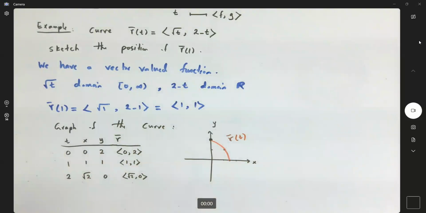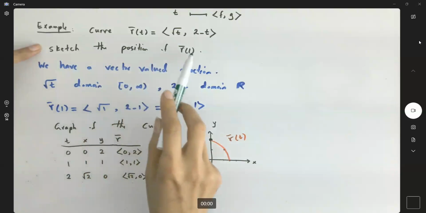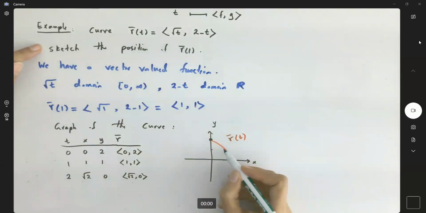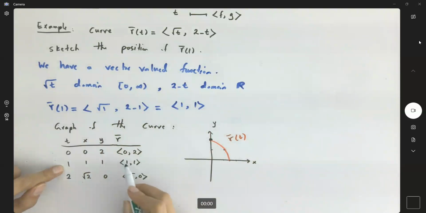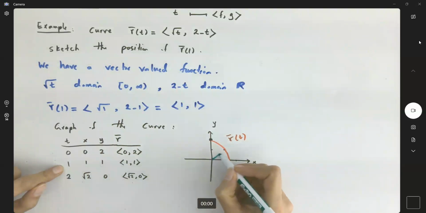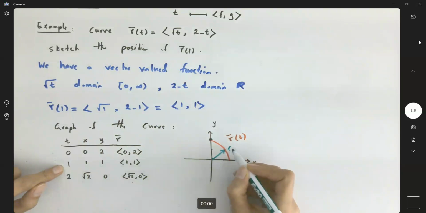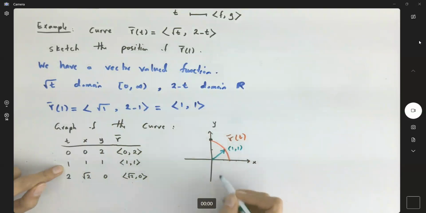This is the behavior. Now, I ask you to sketch the position of R of 1. Remember, at T equals 1, the position is this vector, 1 and 1. So you're going to connect the origin to 1 and 1. And this is vector R of 1, the position vector 1 and 1.